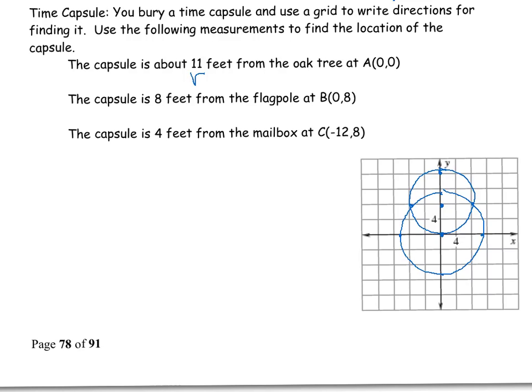And then it's 4 feet away from the mailbox at (−12, 8). So −12 is right here, 8 is right here, and it's 4 feet away. So 4 in every direction, and we've got our circle here. So it's pretty apparent to see that my time capsule is located right there at, let me see, that would be (−8, 8). So it's the point of intersection of all 3 circles.